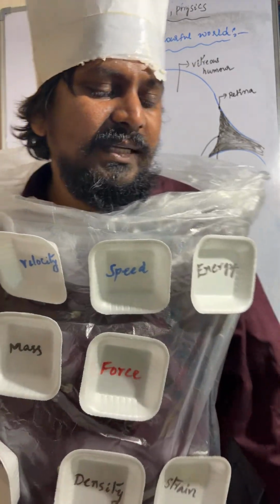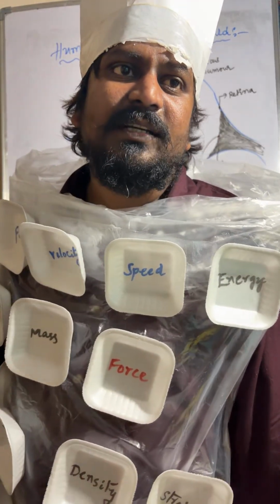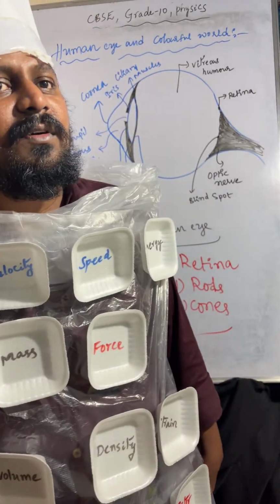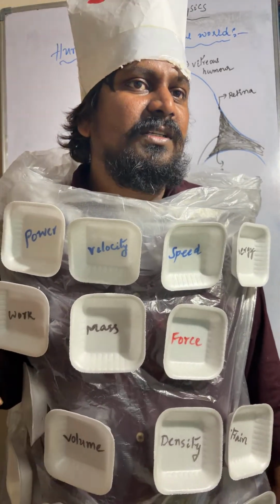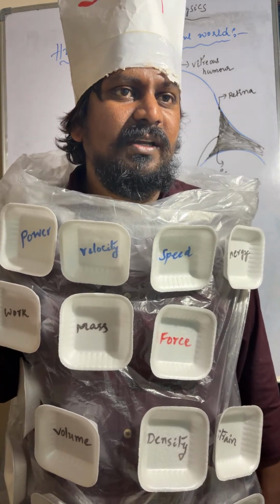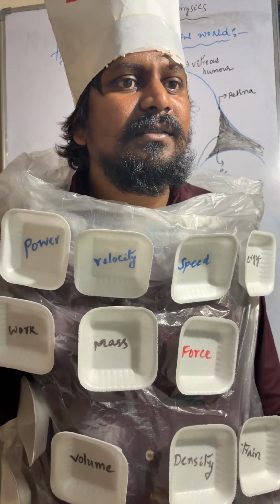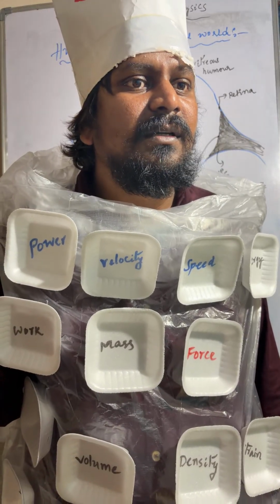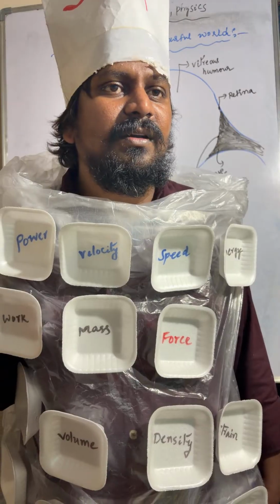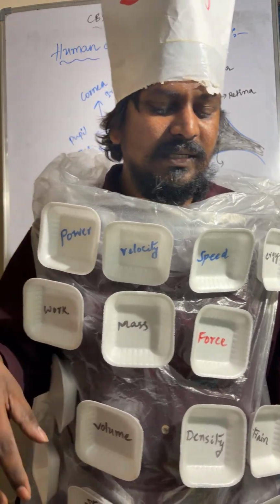So likewise, myopia is nothing but the person can see the near point clearly, but he can't see the far point. For the correction of myopia, we are using a concave lens. Now I will explain the myopia diagrams. So let's start.